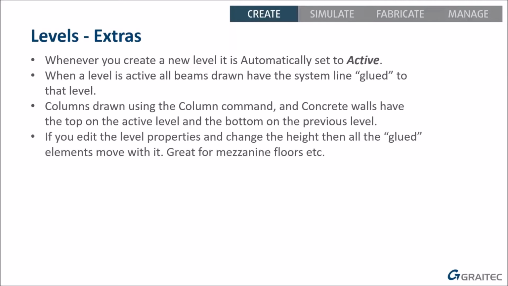And then if you change the level or edit the properties of the level so the height is adjusted, those things that are glued to that level move with it. So any horizontal beams will go up or down with it. The columns and the walls will change height accordingly. So this is brilliant for doing mezzanine floors and things like that, simple floor plans. It's a really nice way of working, and it makes any edits or tuning like that quite easy.